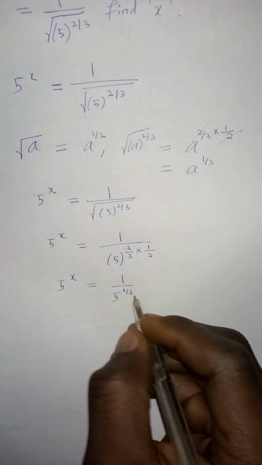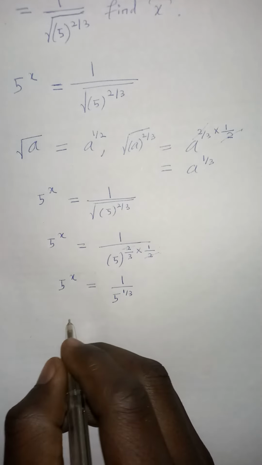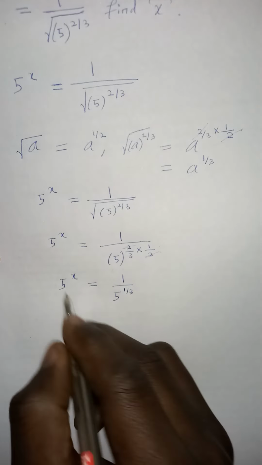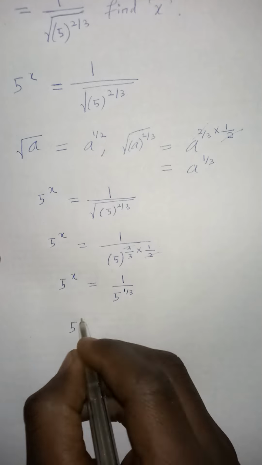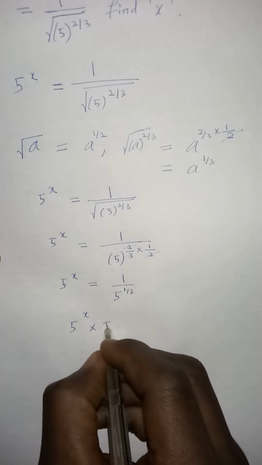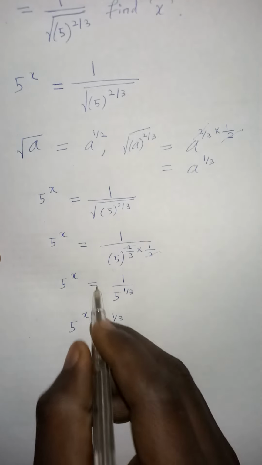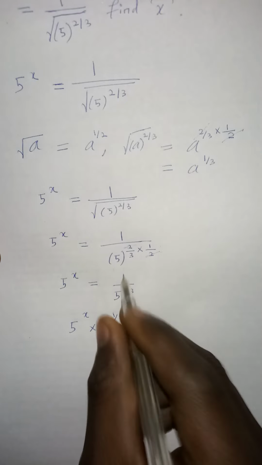Since these two have cancelled, we can now just cross multiply. So this is going to be 5 raised to power x multiplied by 5 raised to power 1 over 3, once this one has come to this place. So we are left with equal to 1.